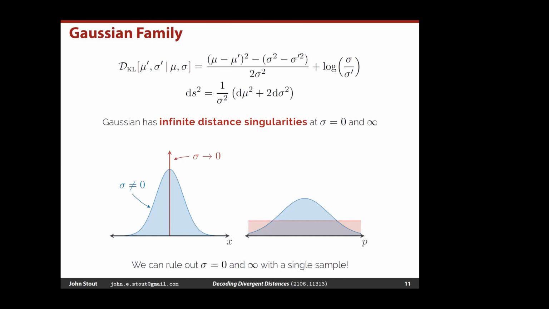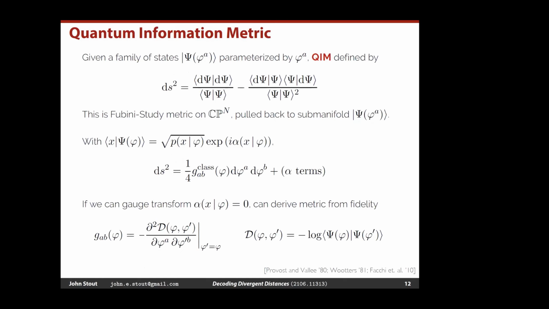Okay, so that was the classical information metric. I said that the quantum information metric is proportional to these metrics that we're more familiar with, and so that requires introducing this quantum information metric.